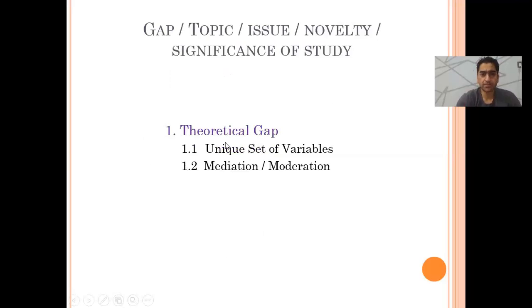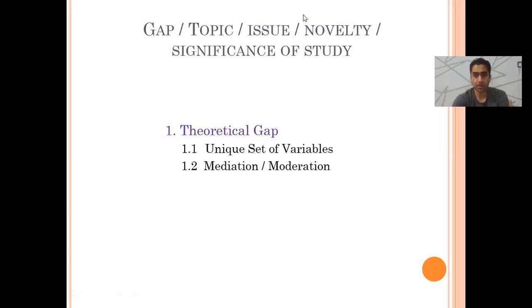So, starting with the theoretical gap. Now, this one is most important, because I can see the majority of the reviewers and the majority of research journals normally want a paper on board which is more theoretically driven, or which is adding towards the body of knowledge. So if you can come up with an idea which is unique and has never been investigated before, that can be a very good idea. So here we have two classifications: unique set of variables, and mediation and moderation.